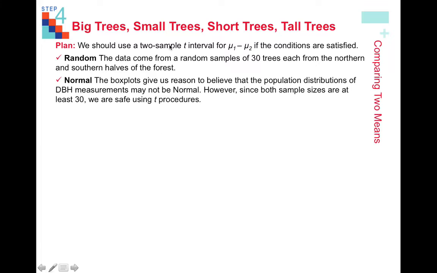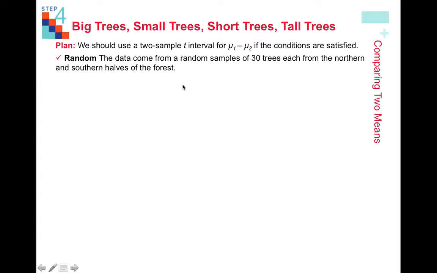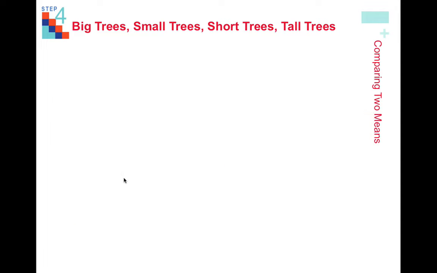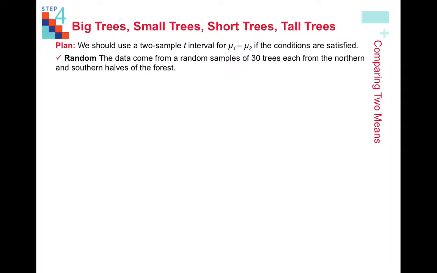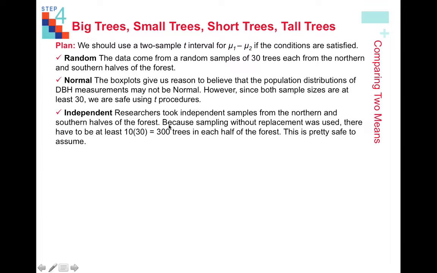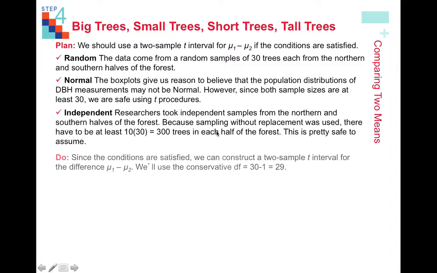All right, so the method here is a two-sample t-interval for the differences. Both were random samples. They gave us box plots here. They didn't tell us that the population was normal. The sample sizes are equal to 30, so it should be sufficient just to say that the sample sizes are 30. So we're safe to use the t procedures. The independent condition here is met.